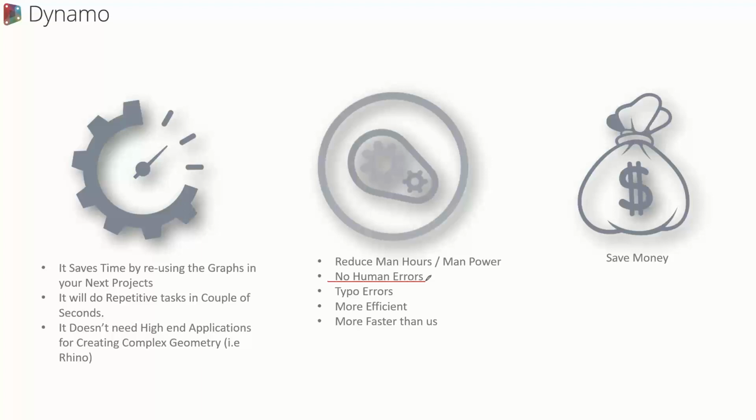Why? Because it is doing exactly what you have given the instructions to it. So then there will be no typo errors. It will be more efficient than a human, because at the time of doing something like renaming, your girlfriend called and is irritating you. So instead of assigning a different name, you'll assign the same name to 10, 15 elements. That again leads to human errors. So there won't be that kind of problem. It will also be faster than humans like us.